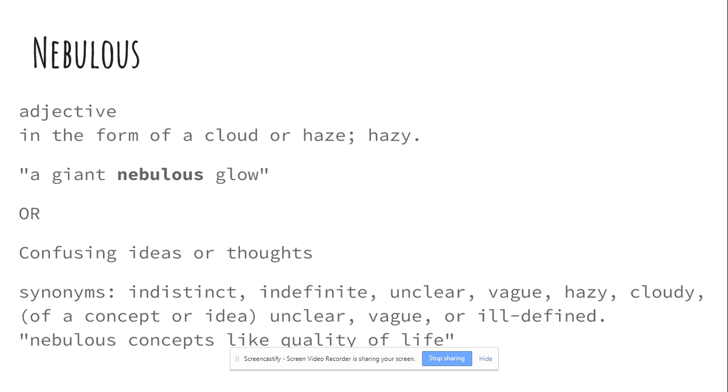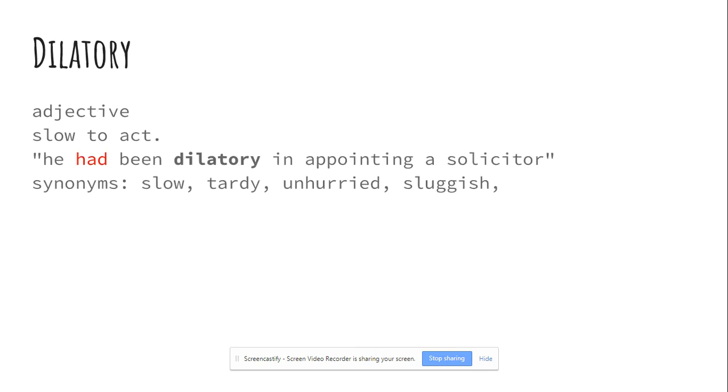Nebulous. Nebulous has two meanings to it. It's definitely a negatively toned word, and it's an adjective. It means either it actually being cloudy or hazy, like a giant nebulous glow. Like the fog caused it to be very nebulous outside. Or it means confusing ideas or thoughts. So if somebody's ideas are confusing or cloudy, you would describe their thoughts as nebulous. So, it was hard for me to follow the teacher's nebulous instructions, confusing or hazy instructions.